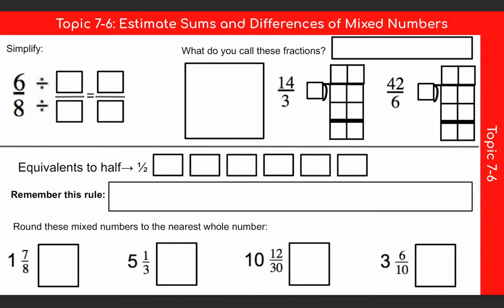Hello, fifth graders. So last Friday, you had your Topic 7 quiz, which was all about simplifying fractions and adding and subtracting fractions. What we're going to get into now in Topic 7 is estimating sums and differences of mixed numbers and just mixed numbers in general. So adding mixed numbers and subtracting mixed numbers.